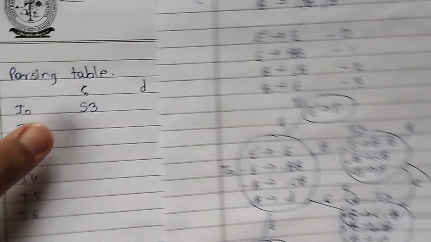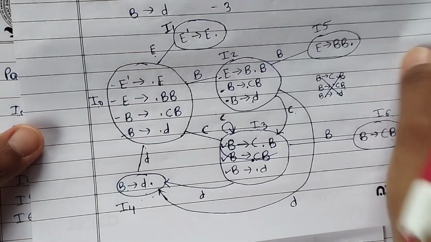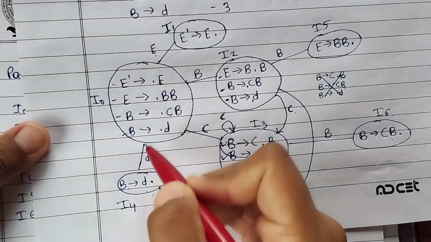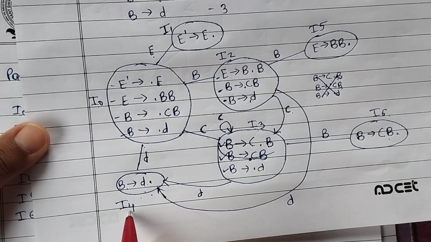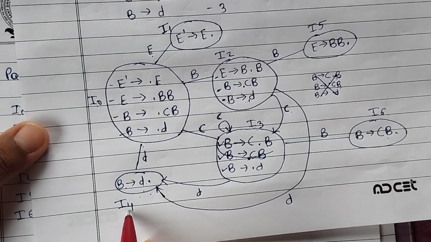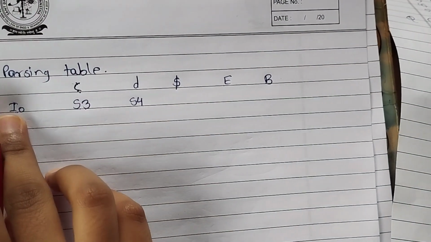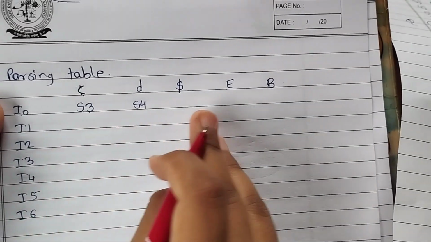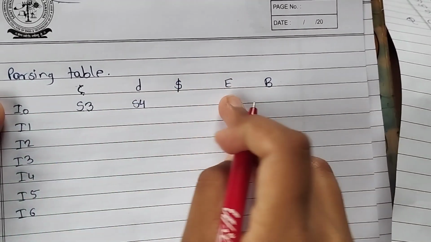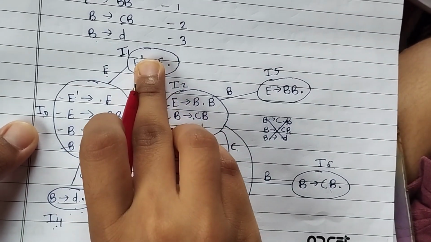Now the next symbol is D. So we check where D goes from the I0 state. The I0 state changes on D with respect to I4. So same, we do not write I4, we write S4. So S4. Now I0 and dollar. I0 and dollar is not present, so we do not consider it. Now I0 and E. I0 changes this E with respect to I1.